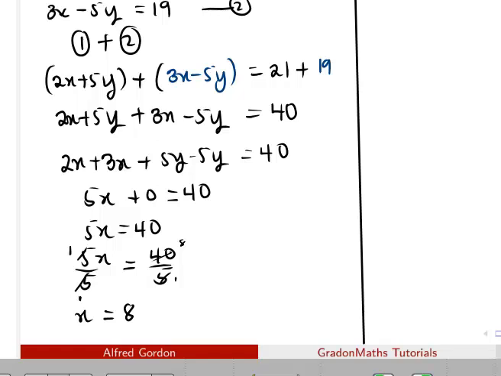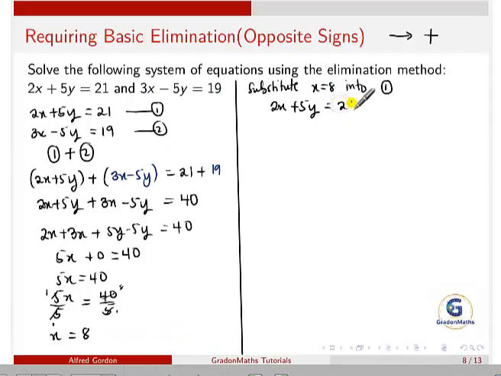So we substitute x is equal to 8 into equation 1 this time. Equation 1 is 2x plus 5y is equal to 21. So we can do this as x is 8, so 2 times 8 plus 5y is equal to 21. So what is 2 times 8? 2 times 8 is 16, plus 5y is equal to 21.